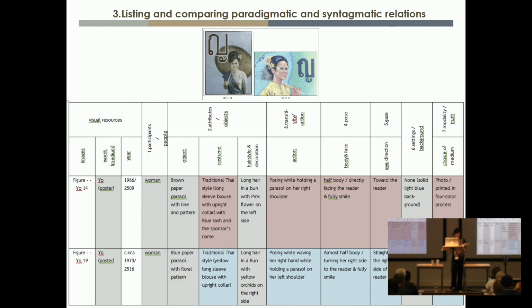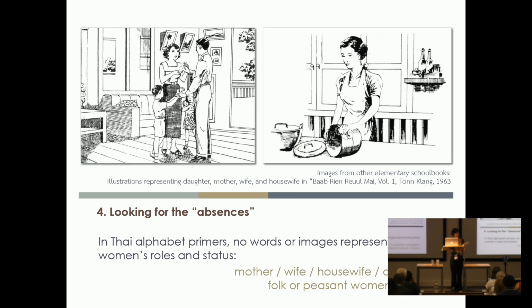Last procedure. In the last procedure, I looked for the absences, which were not chosen by the author. Traditionally, Thai girls are told and taught to be good daughters, good wives, good housewives, and good mothers. However, in the process of looking for absences in the "yor" primers, no words or images representing these statuses and qualities were shown in any "yor" alphabet primers. Moreover, there are absences of portraits of female local folks, peasants, or laborers.